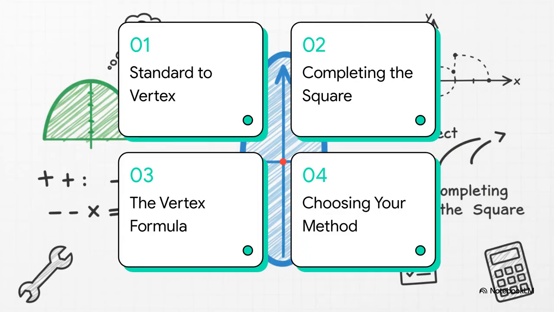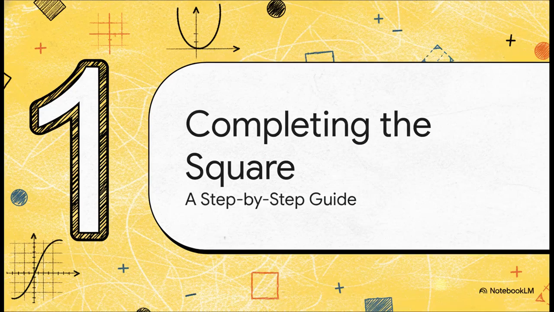So here's our game plan. We're going to explore two really solid methods to get this done. First, we'll dive into a process called completing the square. Then, we'll switch gears and look at the vertex formula. And to wrap it all up, we'll talk about how to decide which method is the right one for any given problem.